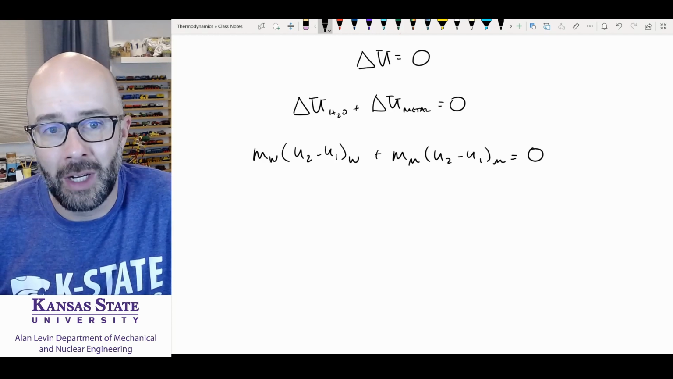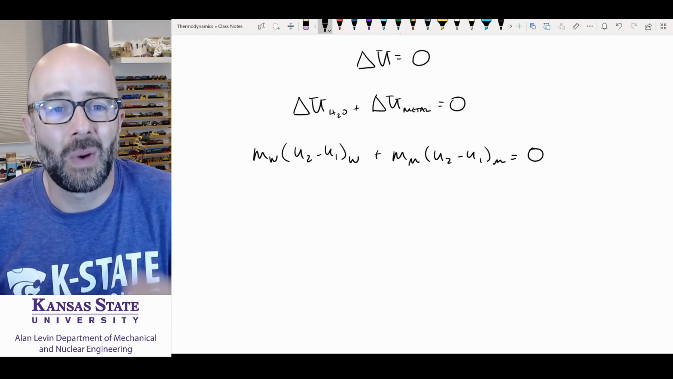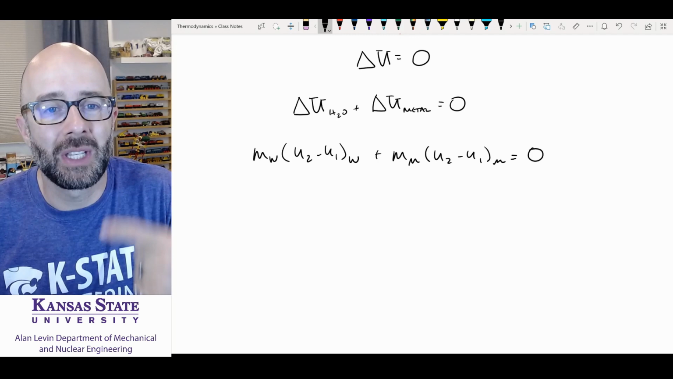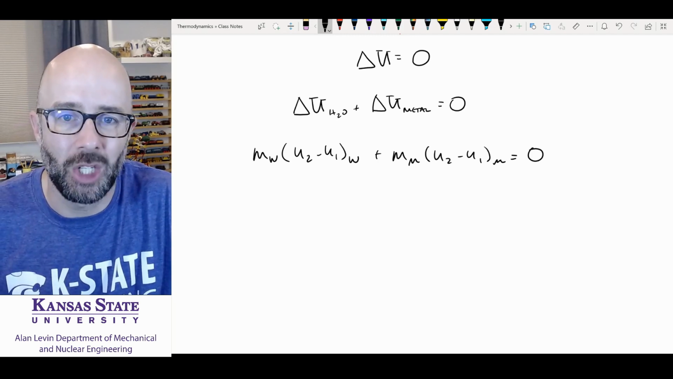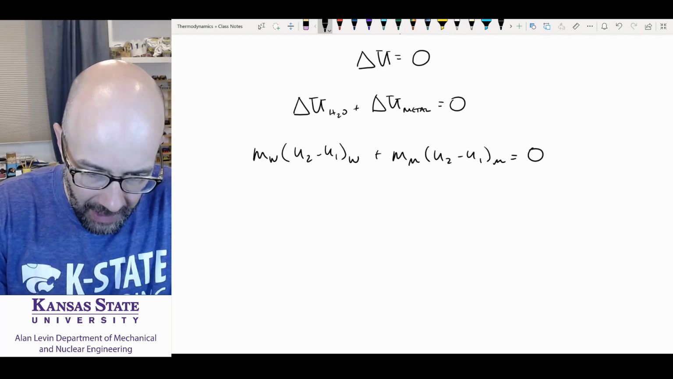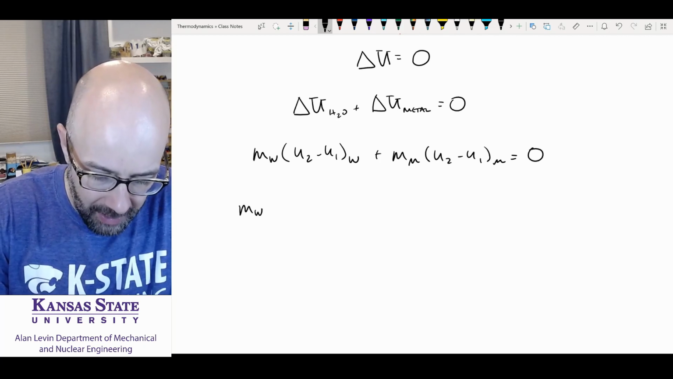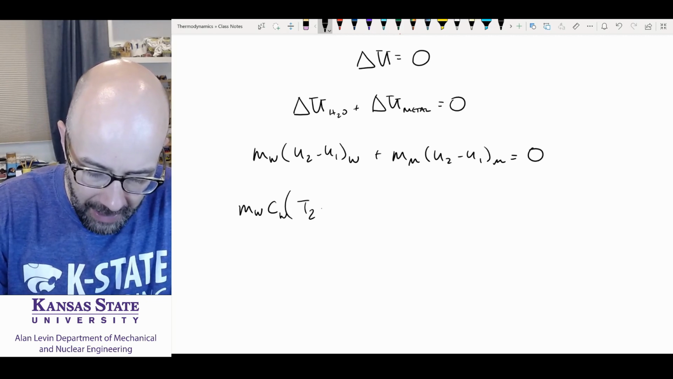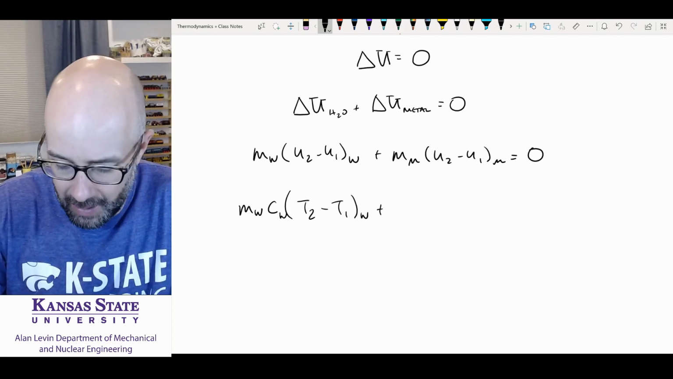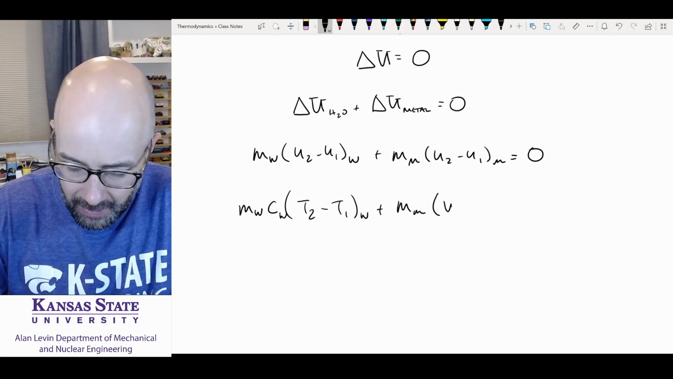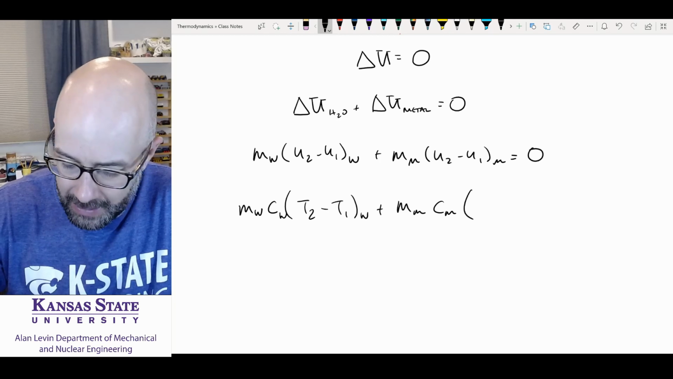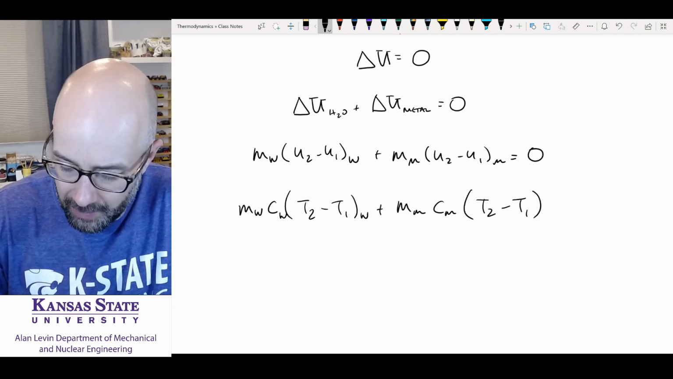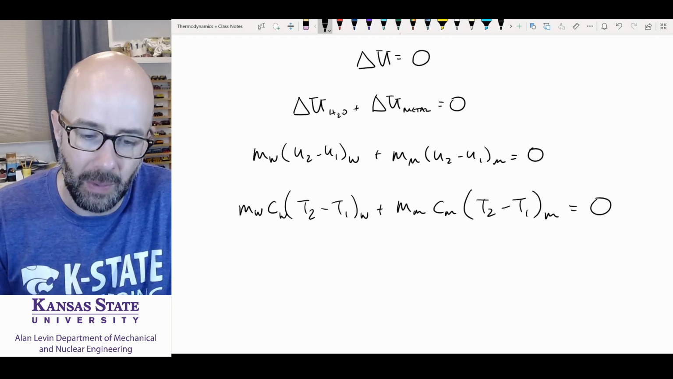Now here's where we're going to use the incompressible substance model. I often say if you do the incompressible substance model for one thing, you're going to have to do it for both things. It's best practice to do that. Okay? And so we have mass of the water times specific heat of the water times T2 minus T1 of the water plus mass of the metal times the specific heat of the metal times T2 minus T1 of the metal is equal to 0.